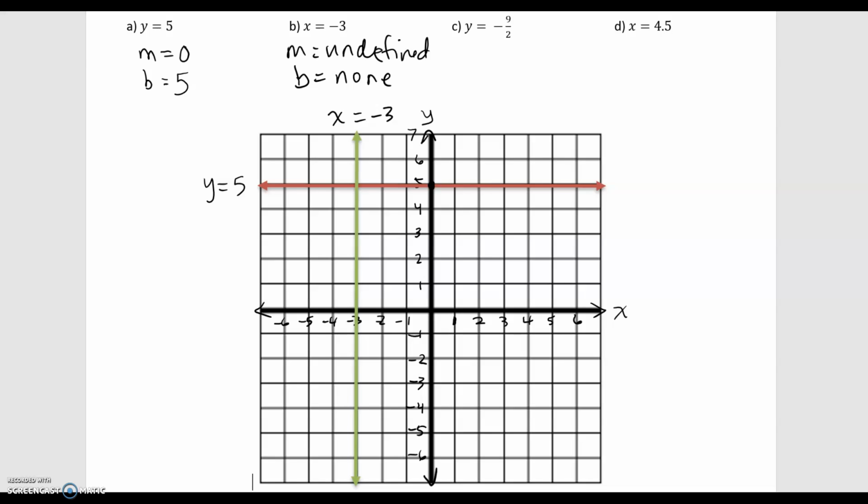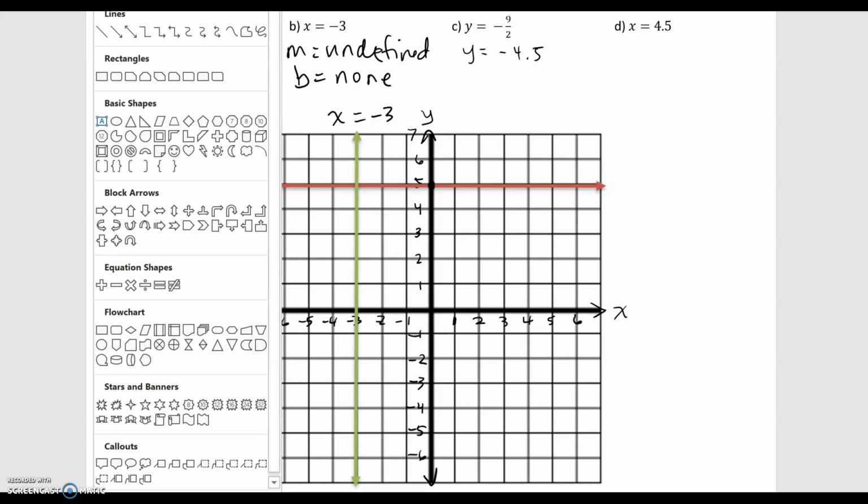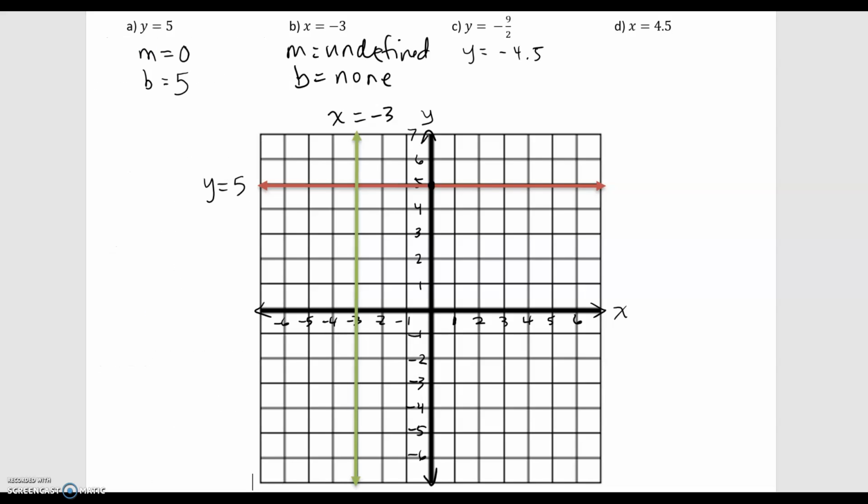It says y equals -9/2, and I know that's the same as -4.5. So my line is going to pass through the y-axis at -4.5. That's going to be approximately here. Okay, and then we'll label. So this is y equals -9/2. It's a horizontal line, so we know that the slope of any horizontal line is 0, and it passes through the y-axis at -9/2 or -4.5. Okay, and that's my b.